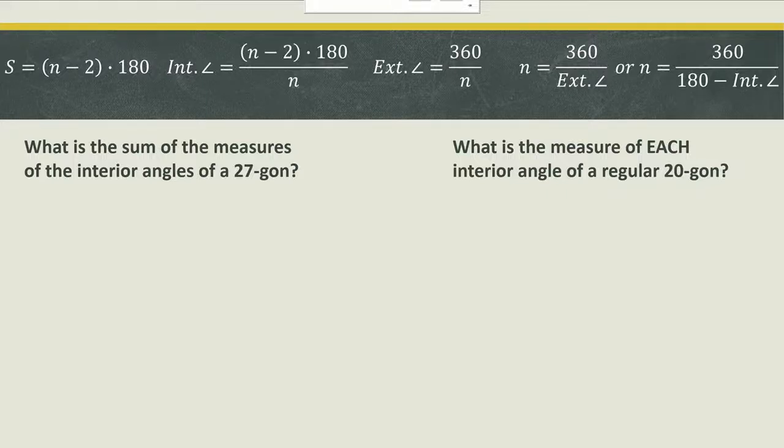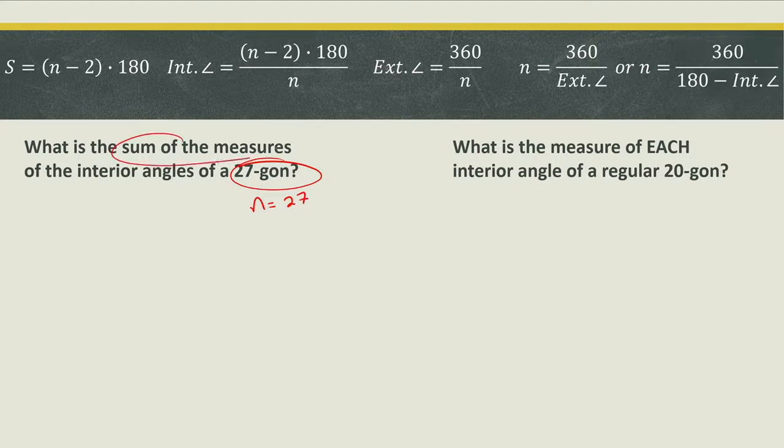All right, so here we're going to do a couple of problems, starting with this first one. So it says, what is the sum of the measures of the interior angles of a 27-gon? So to start off with, a 27-gon means that n, the number of sides, is equal to 27.